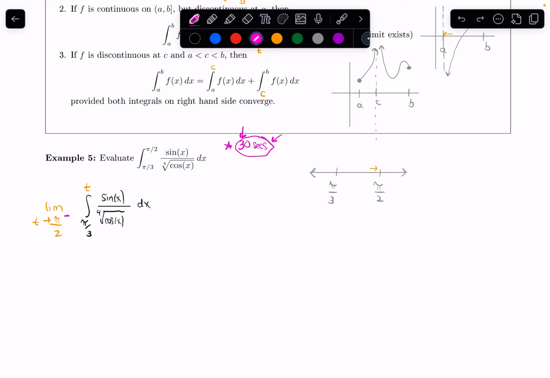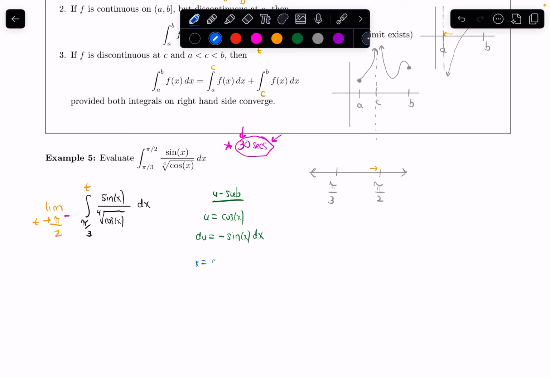Okay, so now I've got my integral, and I've got to evaluate this. We can handle this with a u sub. Let's do a u sub, and I'm going to let u be the thing that's under the square root, so cosine x. And if we do that, then du, my derivative, is negative sine x dx. Because I have limits of integration, let's convert them, because right now they're in terms of x, but let's change them to be in terms of u.